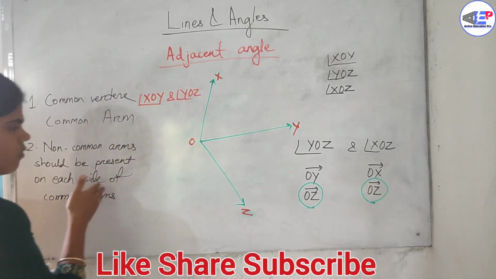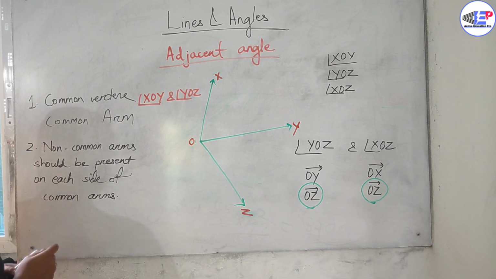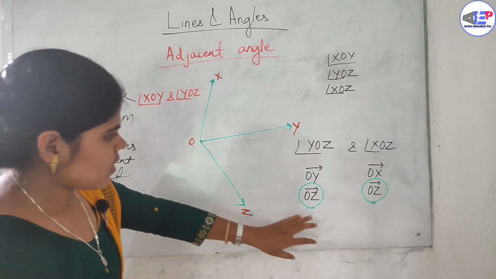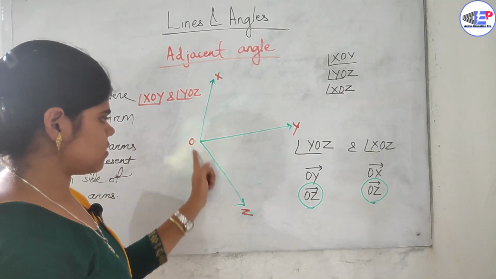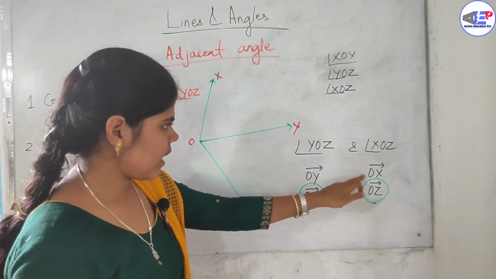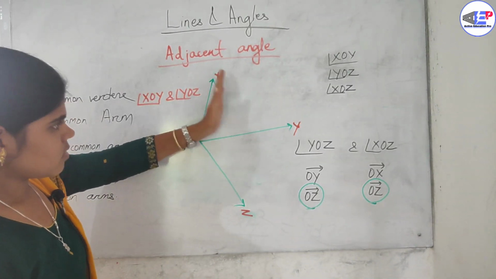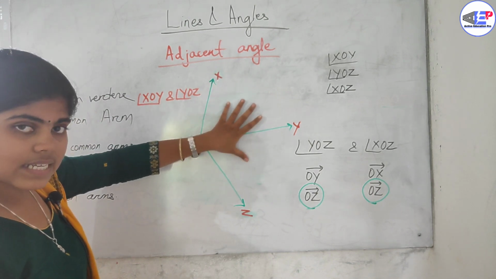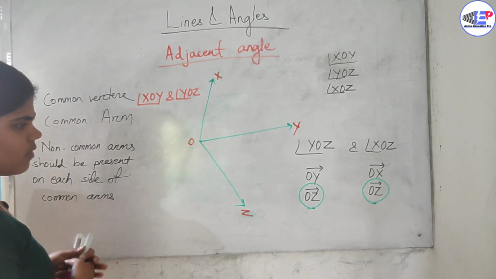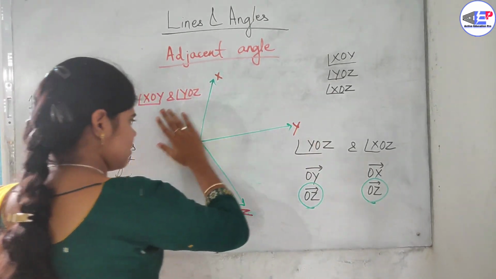Let us go for the next condition. Non-common arms should be present on each side of the common arm. What is the common arm? This is OZ. Now the non-common arms are OY and OX. OY and OX are present on a single side of this common arm. Look here. OZ is a linked ray, this is the right side and this is the left side.